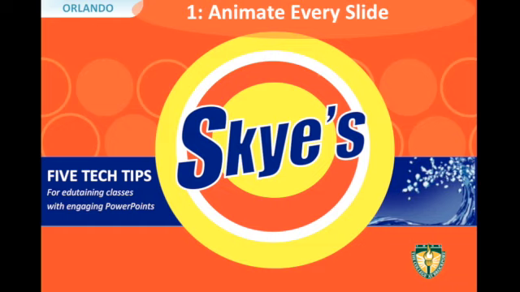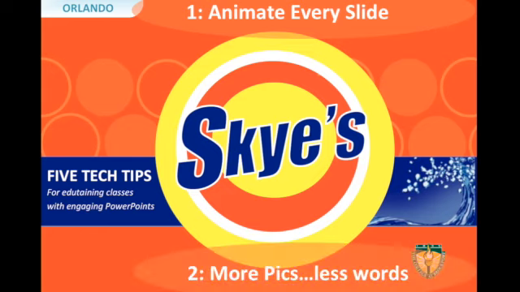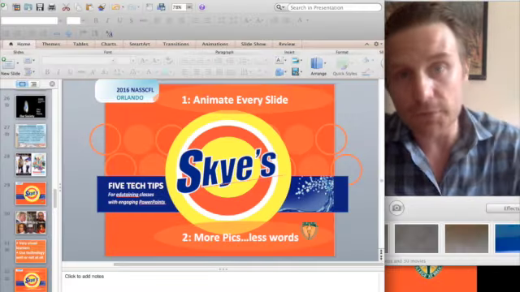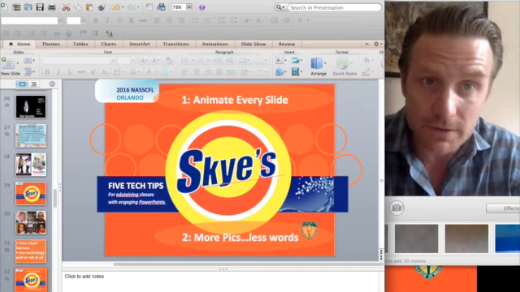The first 2 I'm going to show together. And I'm going to show you exactly how I do it. 1, animate every slide, or nearly every slide. But you should constantly be thinking about a slide as not a static thing, but as a moving thing. And use more pics and less words. And in particular, I really want you to think about how to use Google Images.